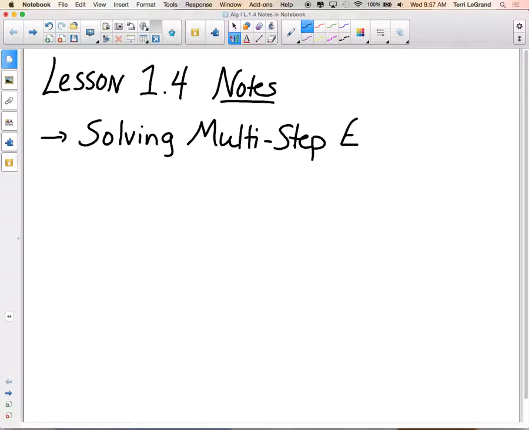So what's the objective here? What are we going to be doing on this page in our notebook when we're taking these notes? We're going to be solving multi-step equations to meet our learning goal of solving equations in one variable that contain more than one operation. So it should take us more than one step of work today to solve the equation.